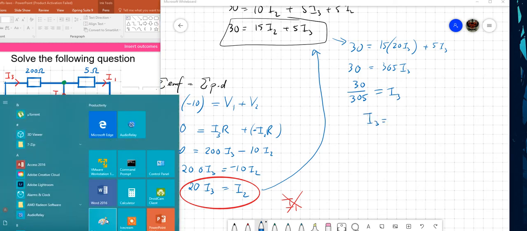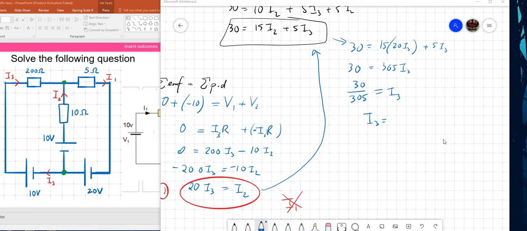If I just use a calculator here very quickly, it's going to be 30 divided by this, so I get a very small number. Okay, it makes sense for I3 to be very small because the resistance here is very high. That's one way we can check it makes sense. So if the resistance is very high, the current going through it will be very, very small.